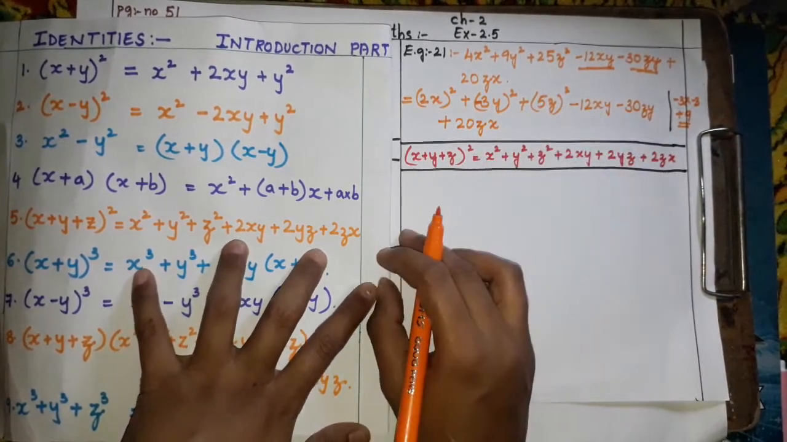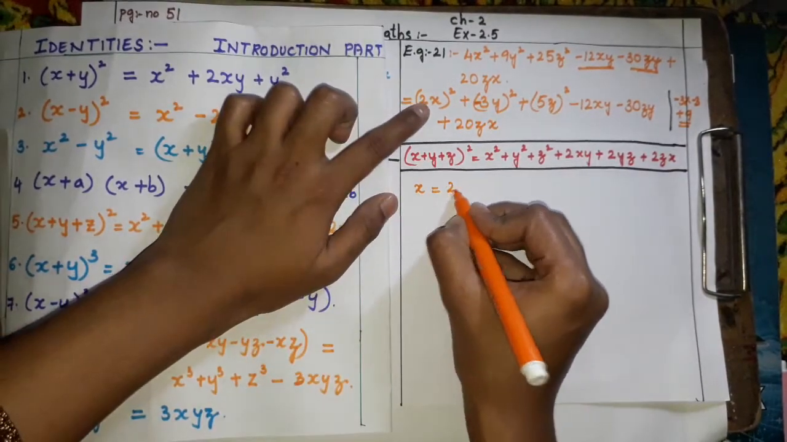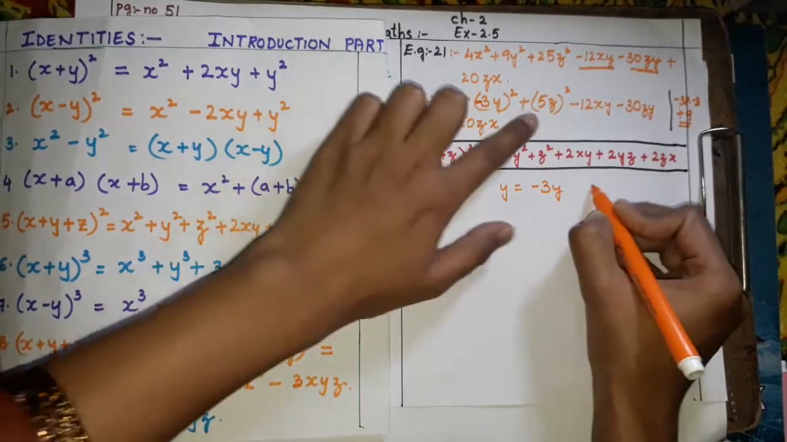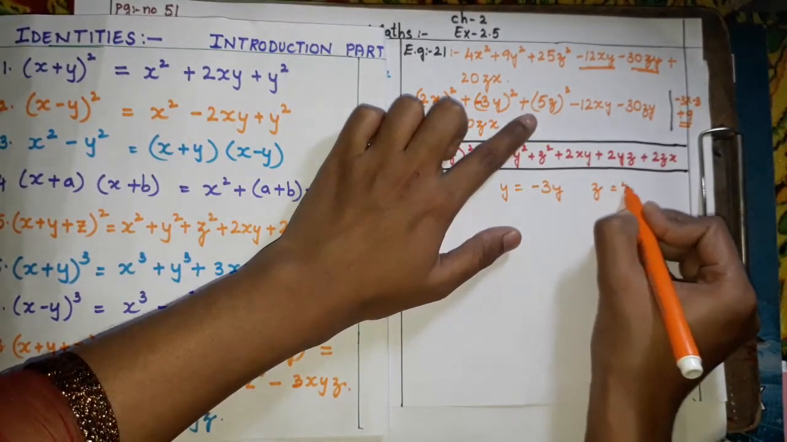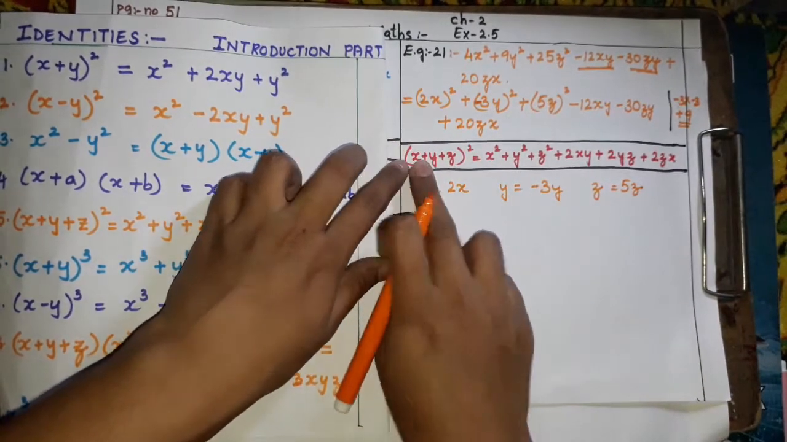Okay, now can you say what is x? x is 2x. What is y? y is nothing but minus 3y. What is z? z is nothing but 5z. Now they have given it in this form, we have to convert it into this.